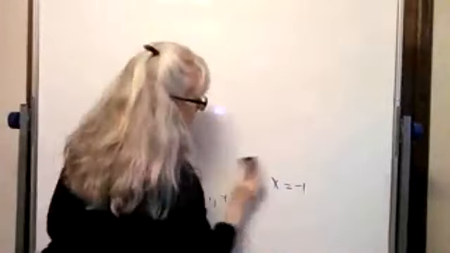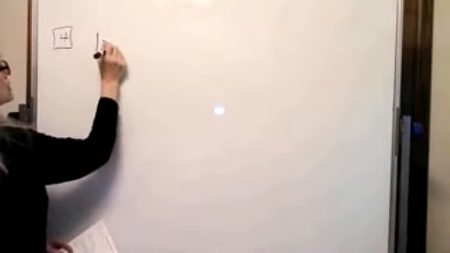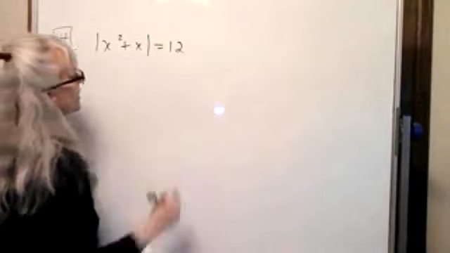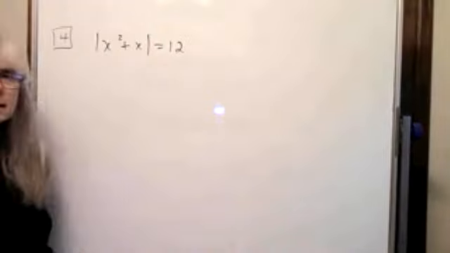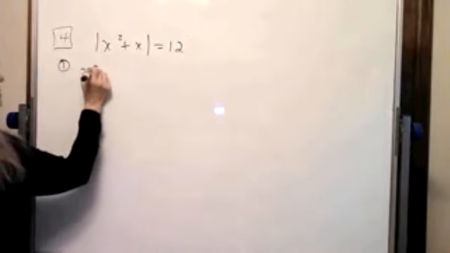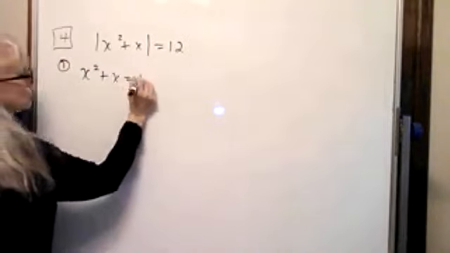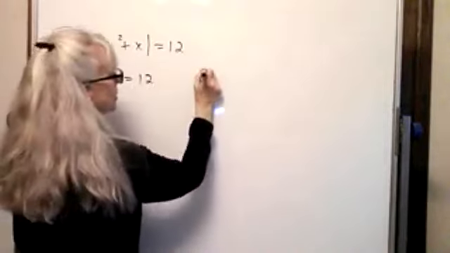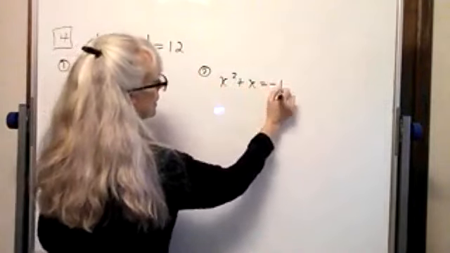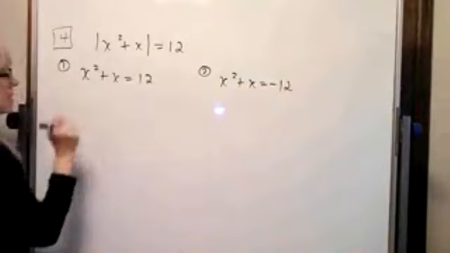Example 4 is a little different because it's got a quadratic term. It's an x squared. How does that impact what we're doing? It doesn't. We're going to treat this the same way we did the previous examples. So we have the absolute value of x squared plus x, and that's equal to 12. So we'll write our first equation, x squared plus x equals 12, and then our second equation, x squared plus x equals a negative 12. Solve them one at a time.